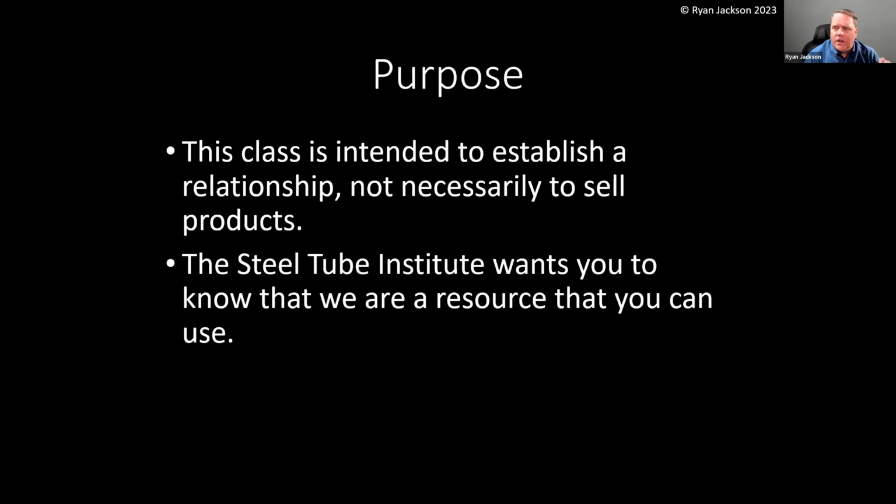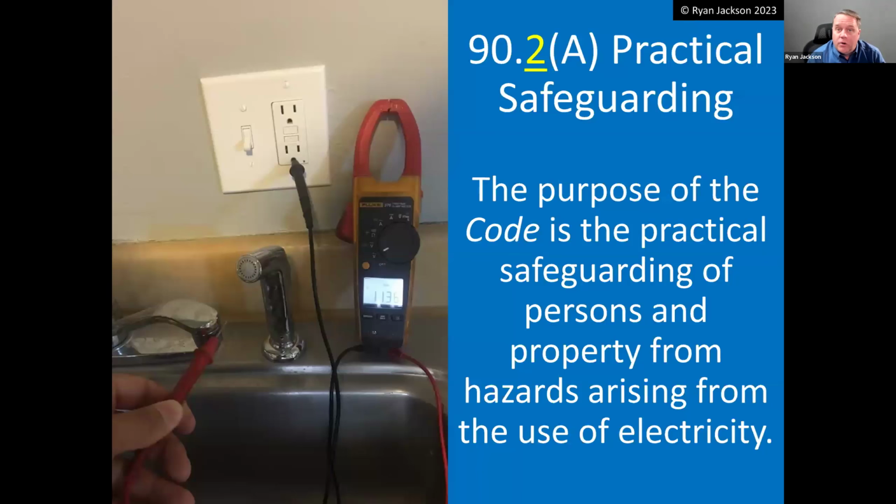So with that said, let's go ahead and jump in and start getting into some of the technical stuff here, starting with Article 90. And really that's where we're going to spend a fair amount of today, just Article 90 and 110. The introduction, use and application of the code, 90.2. The very first thing you read in the code book tells you why the code exists. It says the purpose of the National Electrical Code is the practical safeguarding of persons and property from the hazards that arise from the use of electricity.